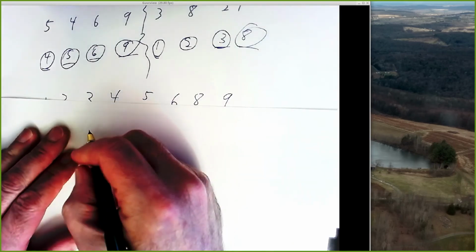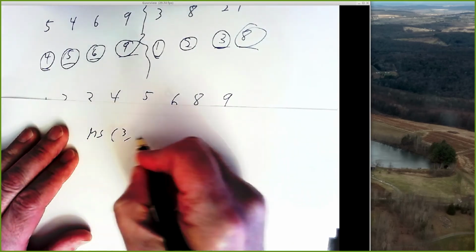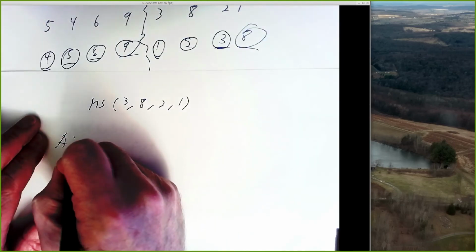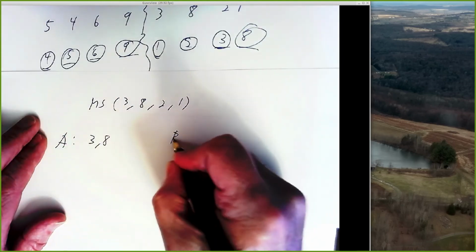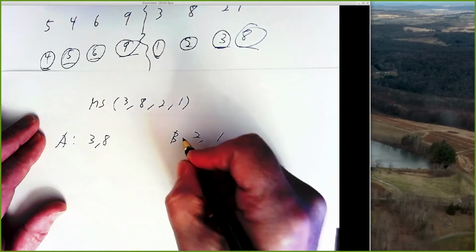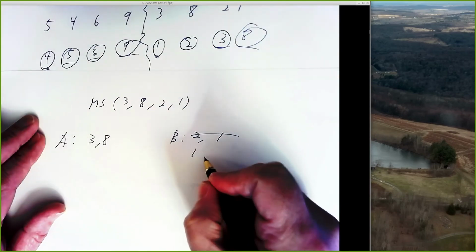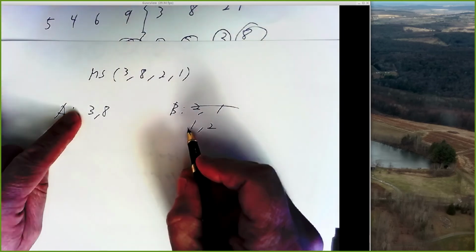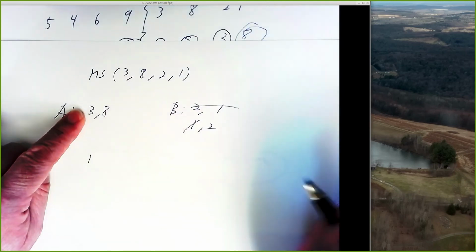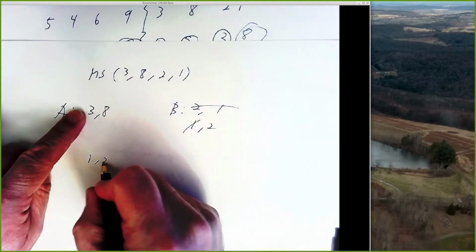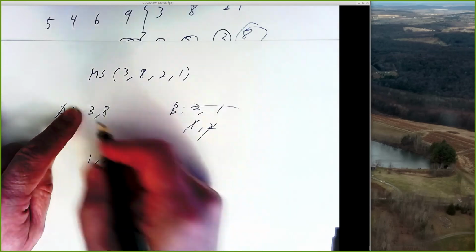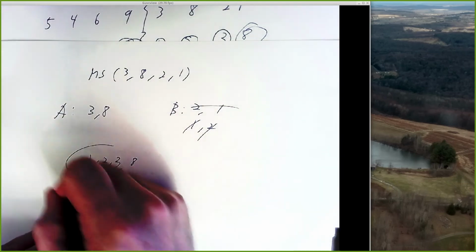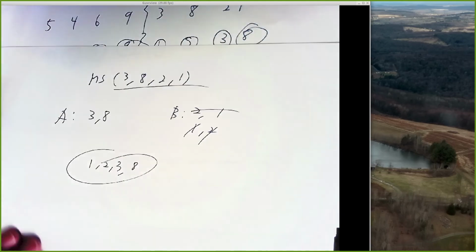If we want to merge sort 3, 8, 2, 1, split it into two lists. A equals 3, 8. B equals 2, 1. Do a merge sort on each half, so B will be 1, 2, and now interleave those. So compare the 1 to the 3, our output is a 1. Compare the 2 to the 3, our output is a 2. And then B is empty, so now we just copy the remaining elements of A. And so there's the merge sort version of that input.